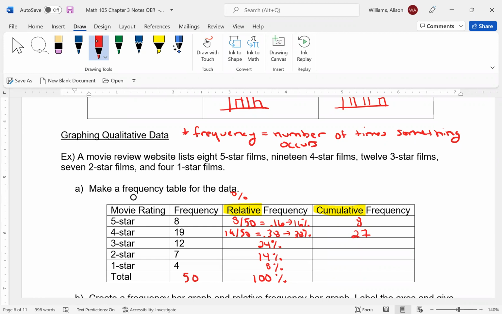Then we're going to add in the next category, the 3-star films, which is 12. So that's going to give me 39 total. So there's 39 films in those first 3 categories. Then adding 7, I get 46. And then the last category will be the 50 because it's going to be the total. So our 50 films total rated. So that's cumulative frequency.